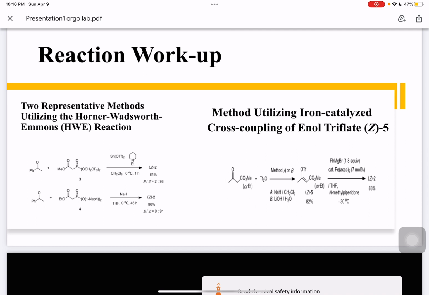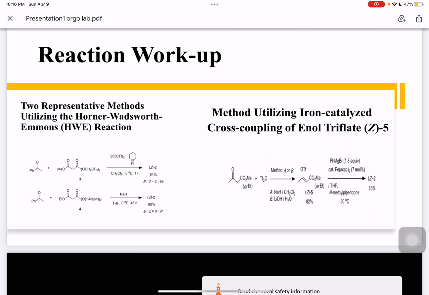So there are two representative methods utilizing the Horner-Wadsworth-Emmons reaction. And also we have the method utilizing iron catalyzed cross coupling of enol triflate Z5. There's a group that pioneered the iron catalyzed cross coupling of Grignard reagents with an enol triflate of methyl or ethyl acetoacetate, which is the Z5 in this scheme.